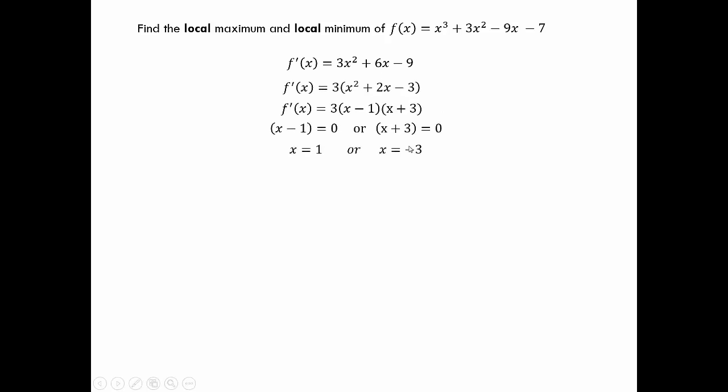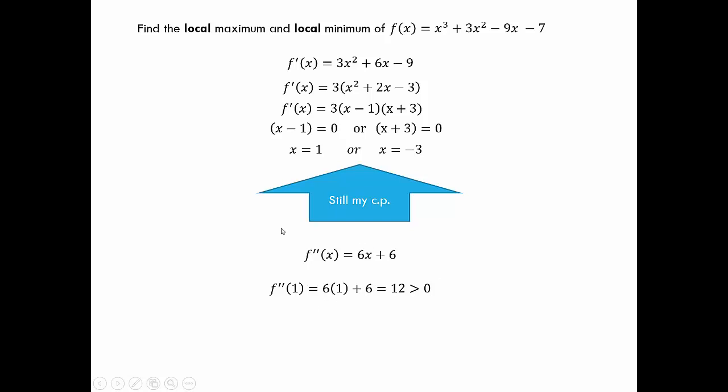So I find the first derivative, I set it equal to 0. Okay, so we did this already. And notice I got my critical points. So these are still my critical points. Then I find the second derivative. So notice up here I take the derivative of the first derivative, I get my second derivative, and I evaluate it at the critical points.